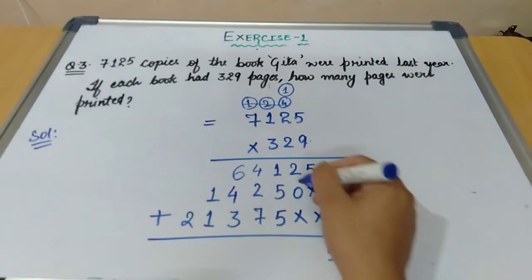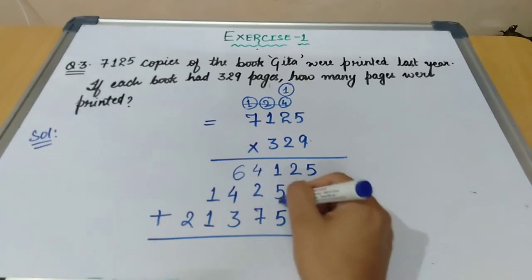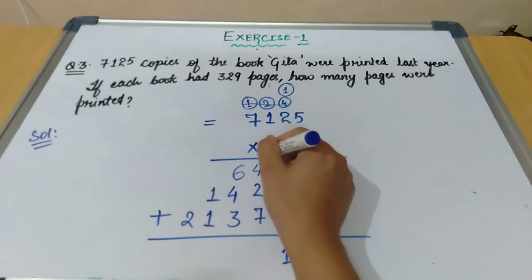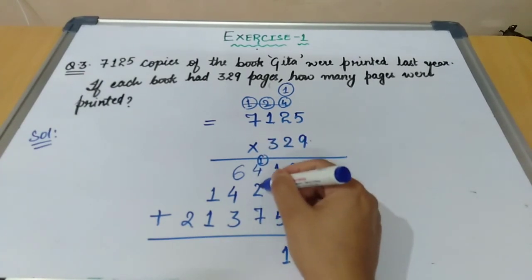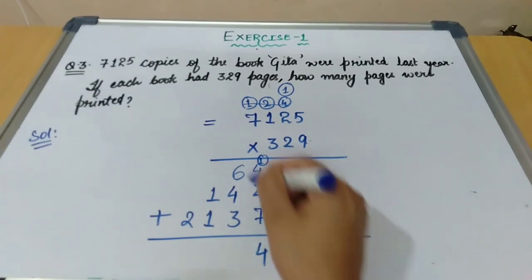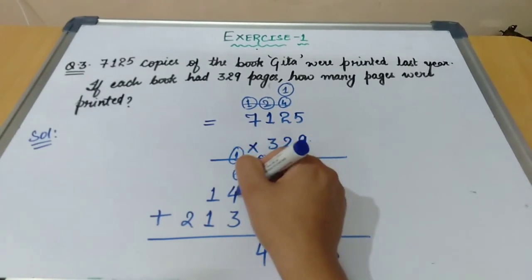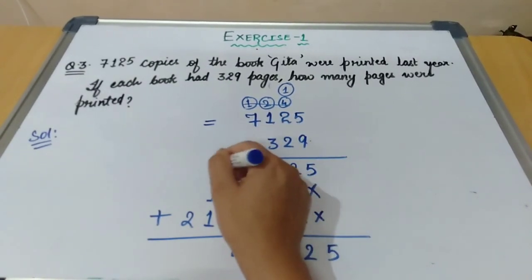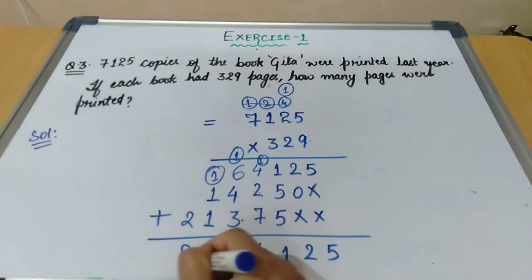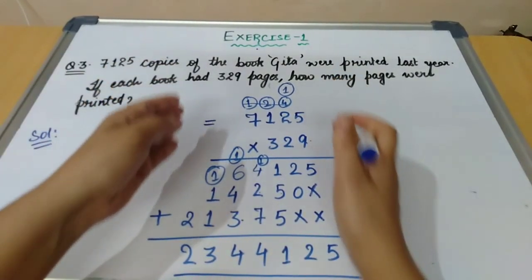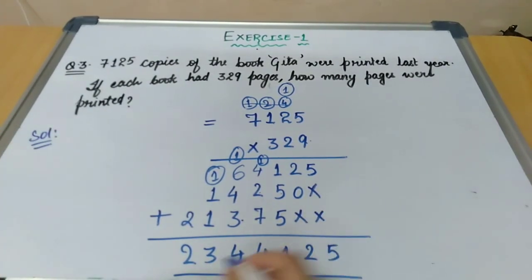Now you will add all these numbers. So 5, and 2 plus 0 is 2. 5 plus 5 is 10 and 1, 11. Carry 1. Now 7, 8, 9, 10, 11, 12, 13, 1 more, 14. Carry 1. 6 and 4 is 10, and 3 is 13, and 1 is 14. Carry 1. This is 3 and this is 2. So this will be our required number of pages. You will multiply it like this. So what is the answer?